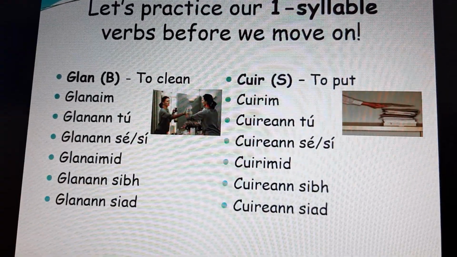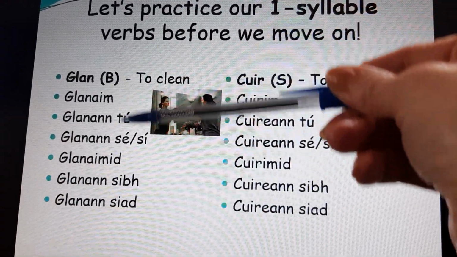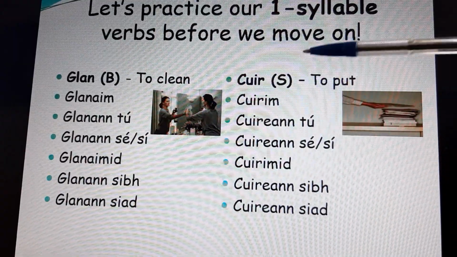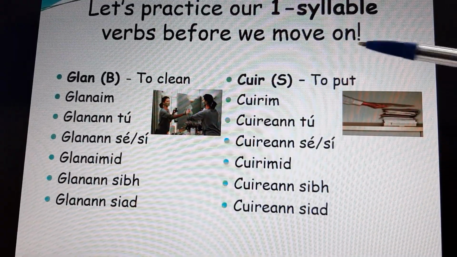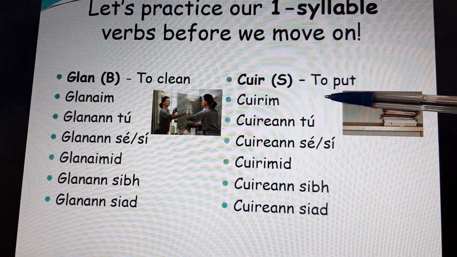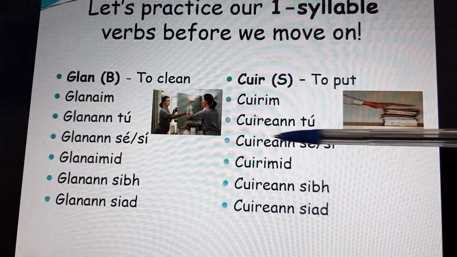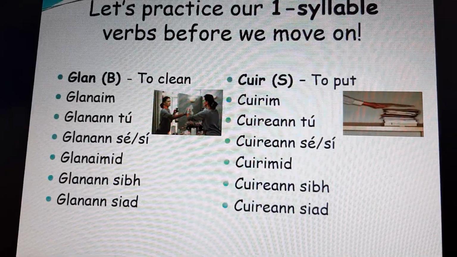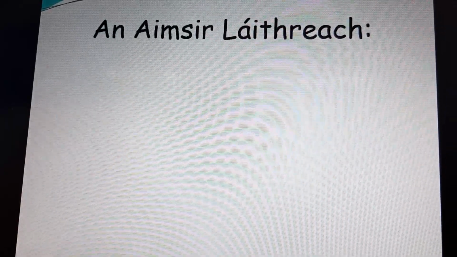You get the idea. Okay, so that's an example of a broad verb with all its broad endings and a slender verb with all its slender endings. And a wee reminder, there's no separate "mé" in the present tense. Okay, it's kind of built into the ending for you.